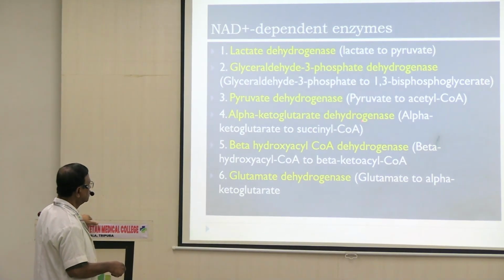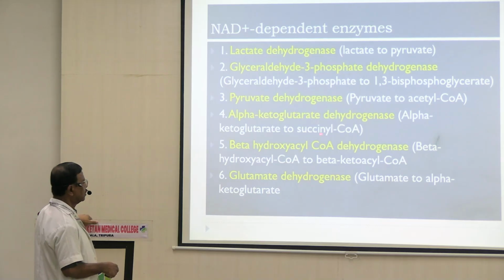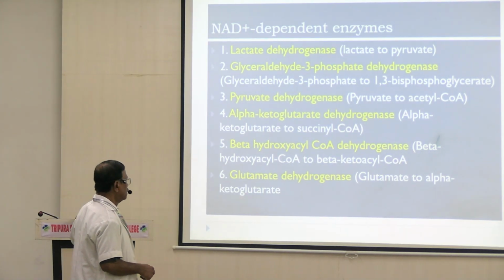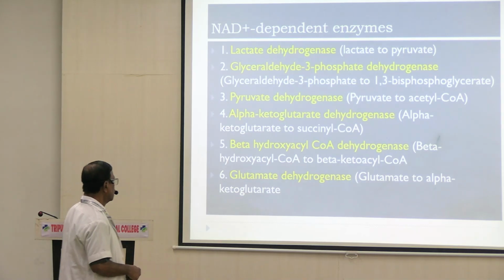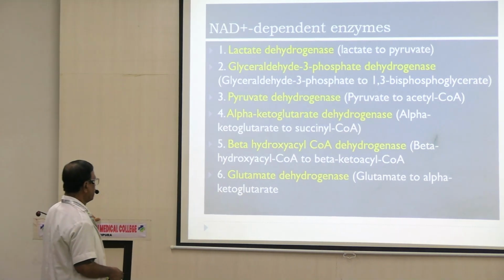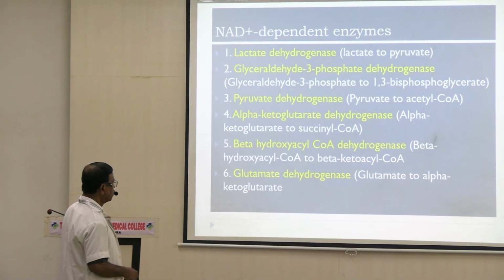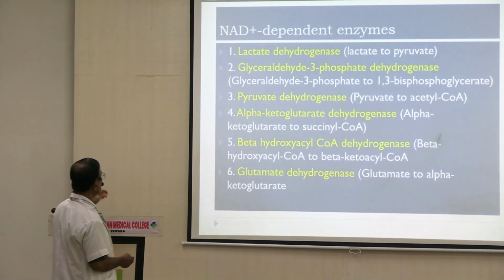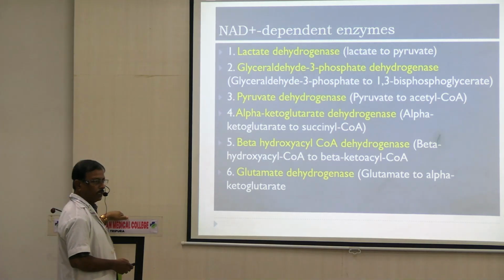Alpha-ketoglutarate dehydrogenase, alpha-ketoglutarate to succinyl-CoA. Beta-hydroxyacyl-CoA dehydrogenase, beta-hydroxyacyl coenzyme A to beta-ketoacyl-CoA. Glutamate dehydrogenase, glutamate to alpha-ketoglutarate. So these are some of the reactions which are NAD dependent.